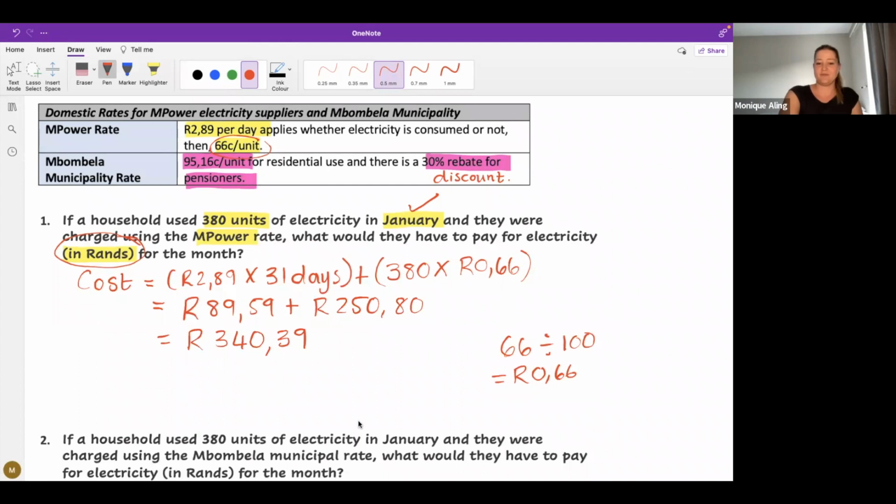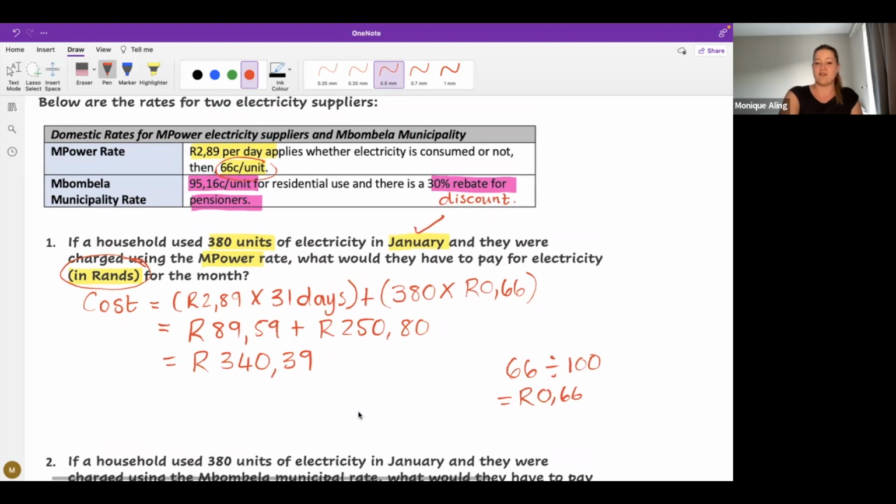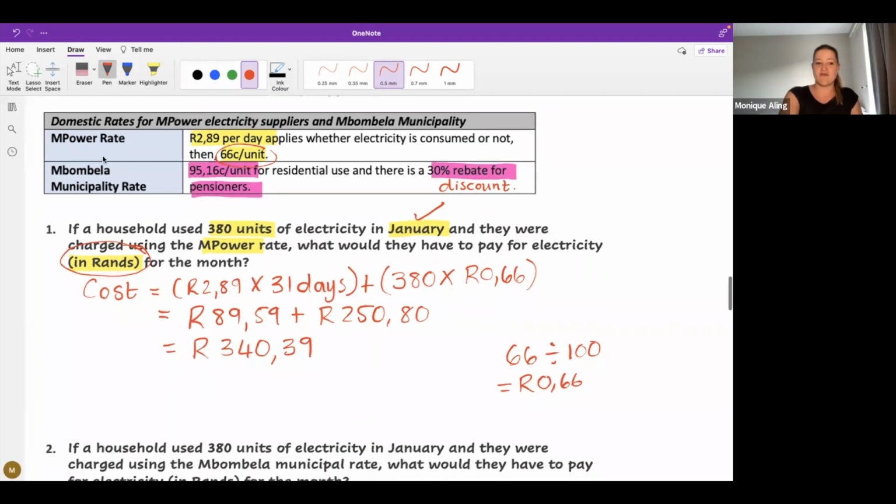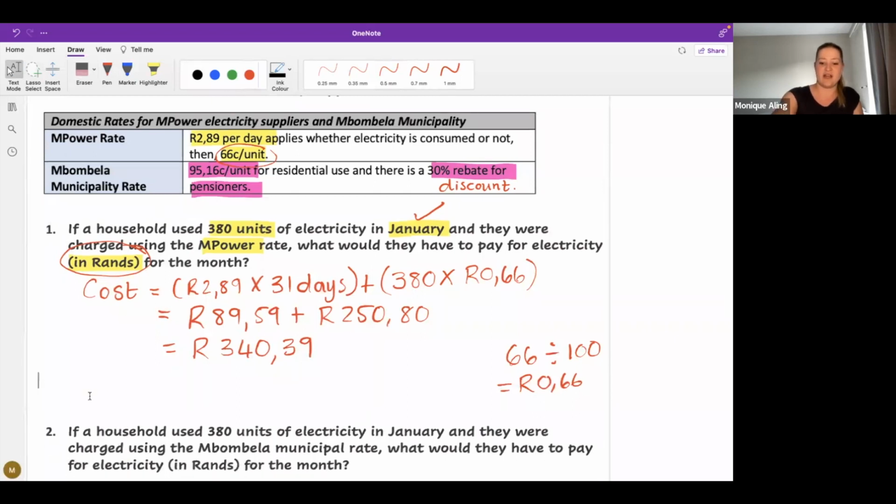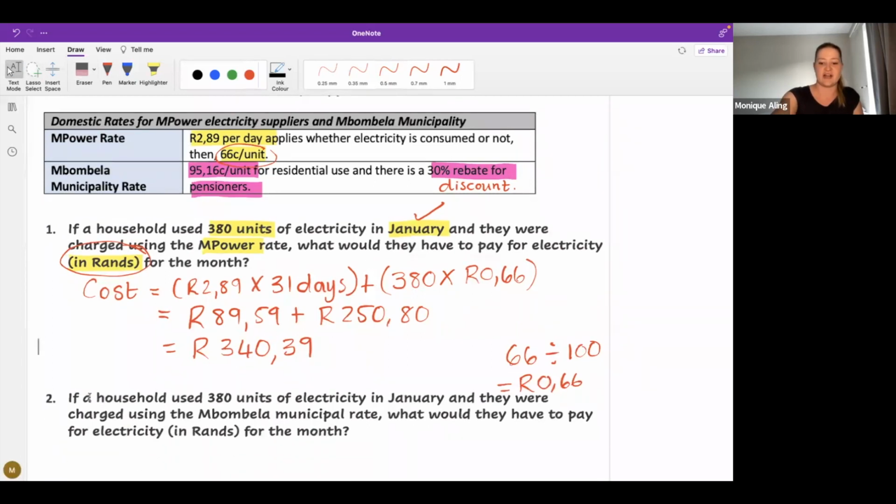Okay. If there are any questions, let me know in the chat. If you are feeling confident and ready to try one by yourselves, have a look at question 2 and try it for me.